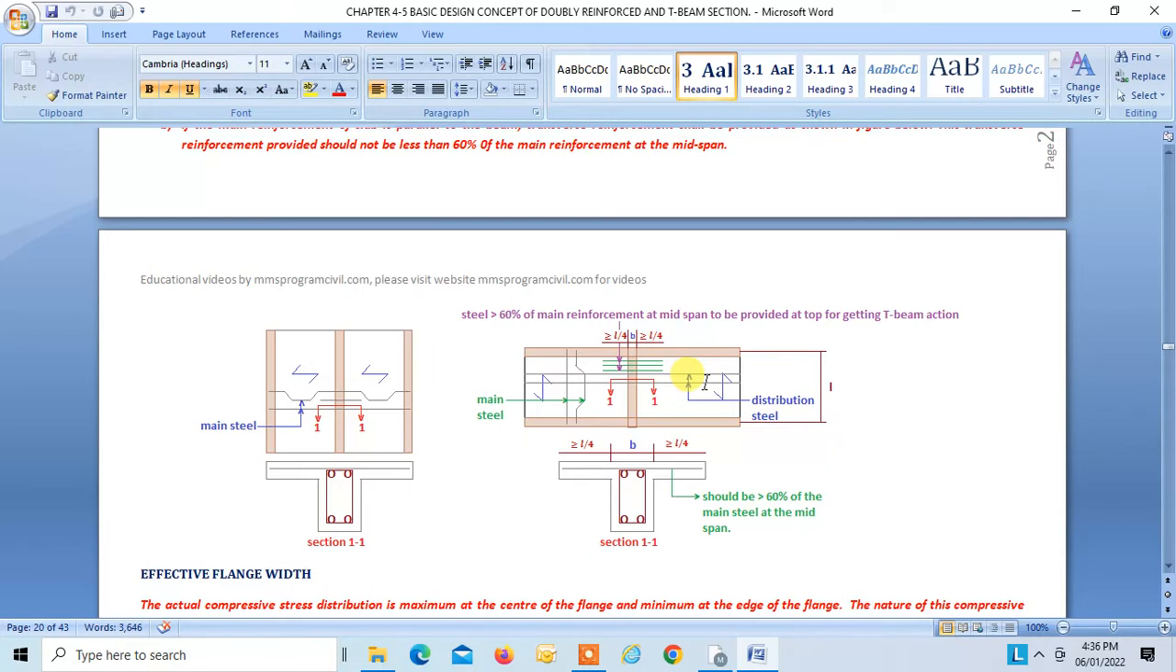So to get a proper T-beam action, we have to provide additional transverse reinforcement as shown over here, of a length less than or equal to L by 4, where L is from center to center over here as shown. And this transverse reinforcement should be at least equal to or greater than 60% of the main steel of the slab that is provided at the mid span. So this is very important, then only you can get a proper T-beam action in such cases.